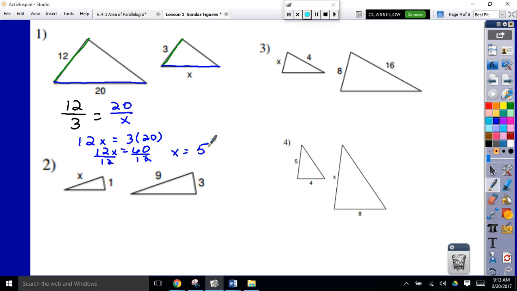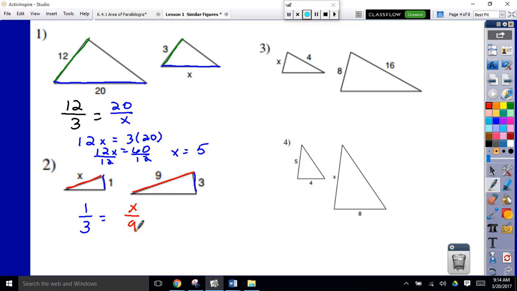Okay, let's set up number 2 similarly. So let's start with Brian. What side do you want to start with on the smaller triangle? You want to start with the X or the 1? 1. Okay. What side on the big triangle corresponds with the 1 on the little one? Okay, so 1 to 3. Well, no, if the first triangle was on top, first triangle still needs to be on top. So instead of 9 to x, we need to do x to 9. Always keep them in the same order, otherwise it will get mixed up.